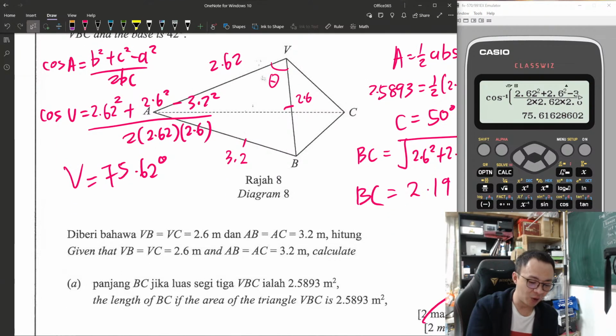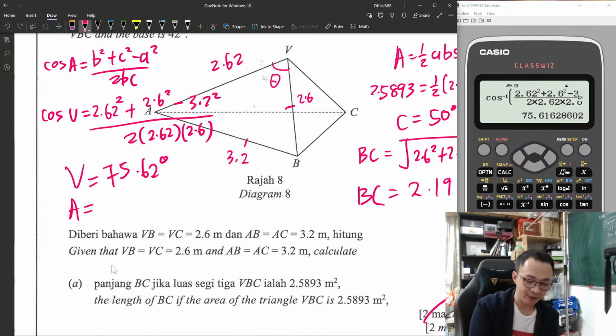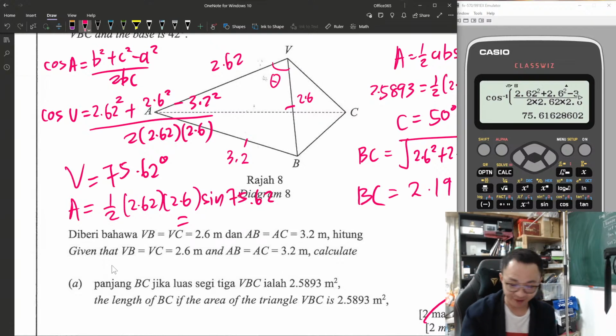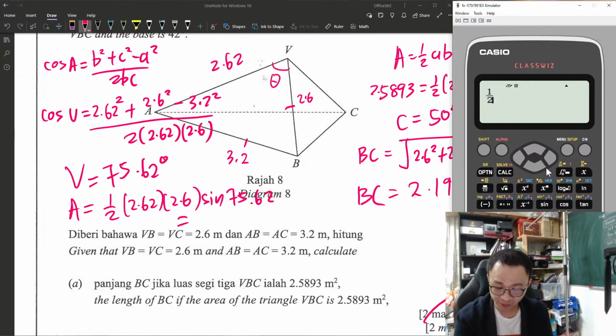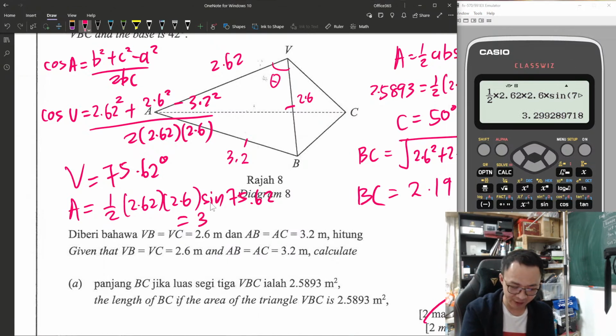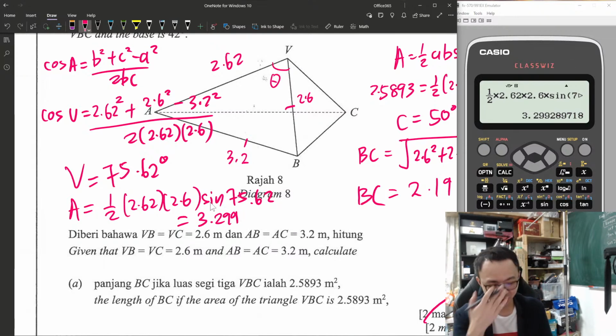Then I can find the whole area of the triangle. So area of triangle is half ab sine C, right? a and b will be these two sides, 2.62 and 2.6, and the angle between is V, 75.62. Then I get the area by doing this: 1 over 2 times 2.62 times 2.6 times sine 75.62. So the area is about 3.299, or 3.3, it doesn't matter.